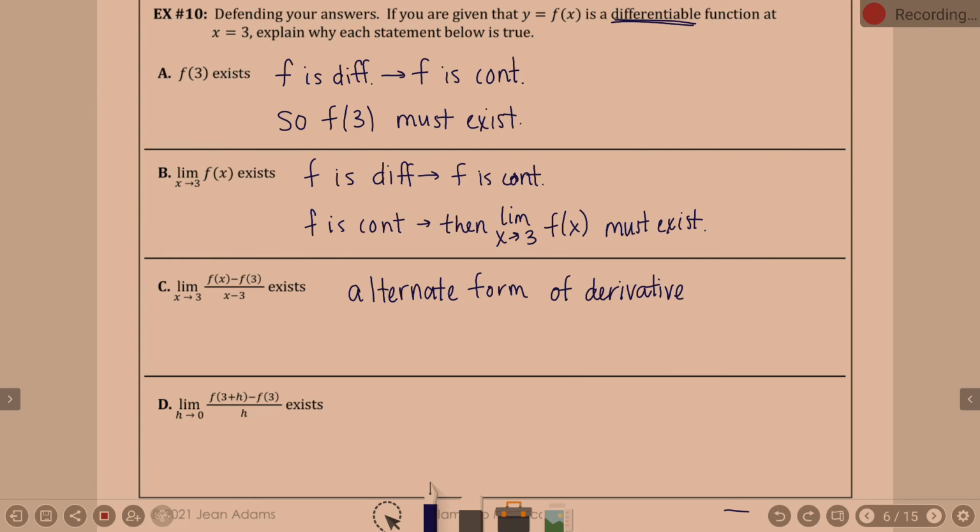And what about that bottom one? That's literally also the same thing. It's the limit definition of the derivative, right? So this is the limit definition of the derivative.